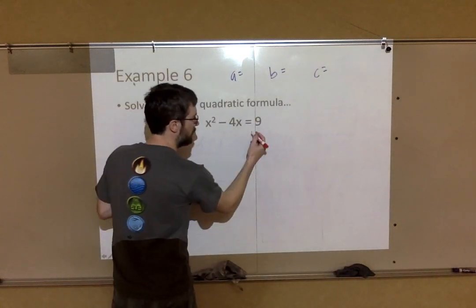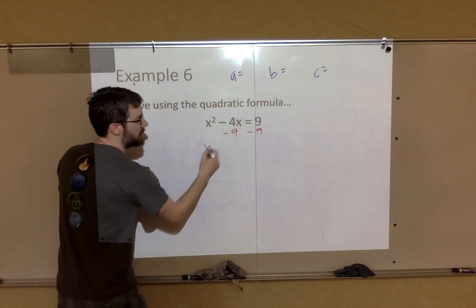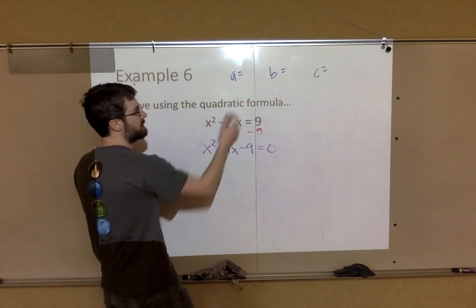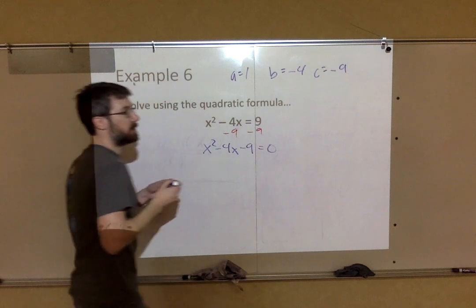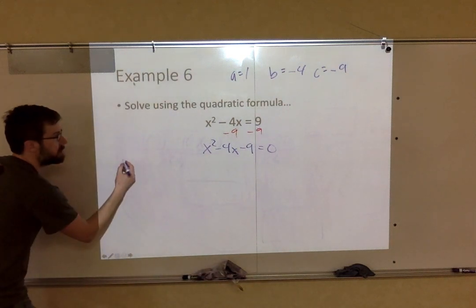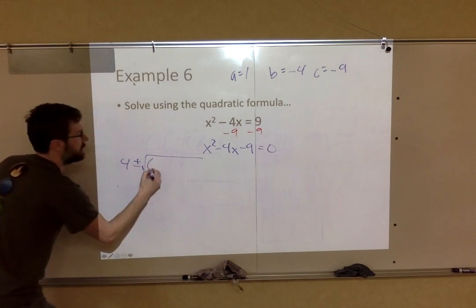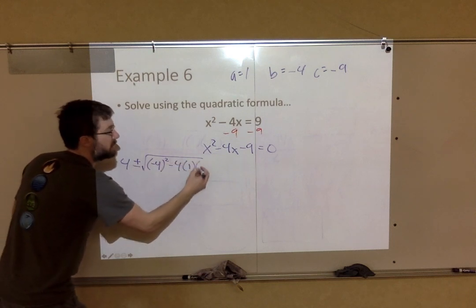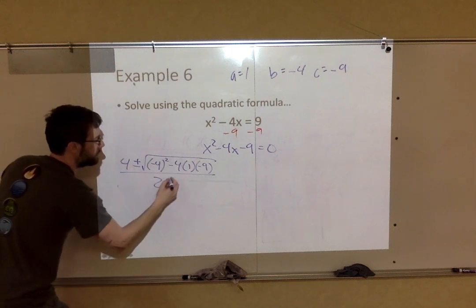All right, so hopefully we remembered, subtract 9 from both sides. X squared minus 4x minus 9 equals 0. That means that A is 1, B is negative 4, C is negative 9. So very similar to the last one, but with slightly different numbers. So this is going to be 4 plus or minus the square root of negative 4 squared minus 4 times 1 times negative 9, all over 2 times 1.